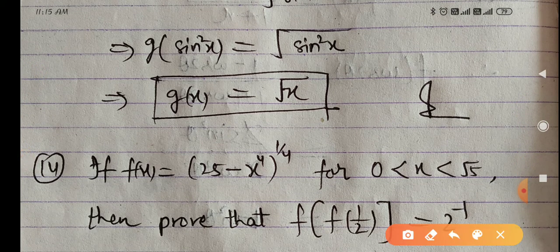Now the 14th question. If f(x) = (25 − x⁴)^(1/4), where x is given as 0 < x < √5, then prove that f(f(1/2)) is equal to 2 to the power minus 1. 2 to the power minus 1 means 1/2. So you have to prove that f(f(1/2)) is equal to 1/2.